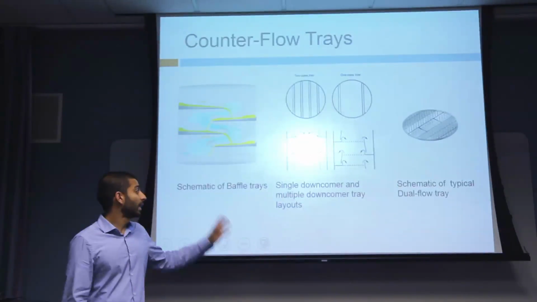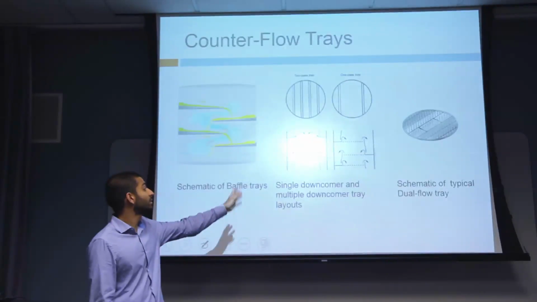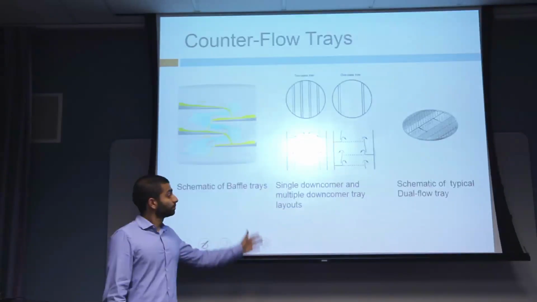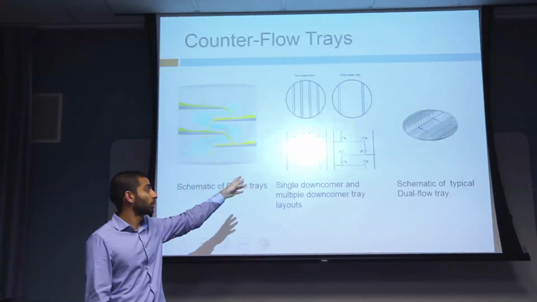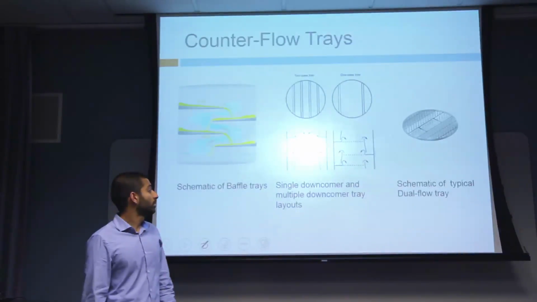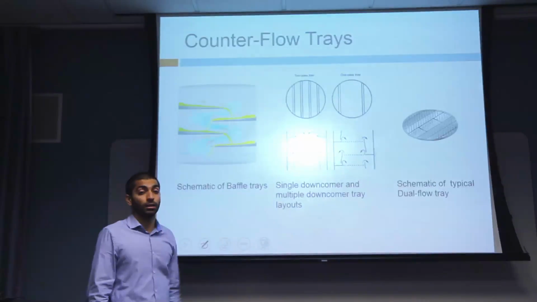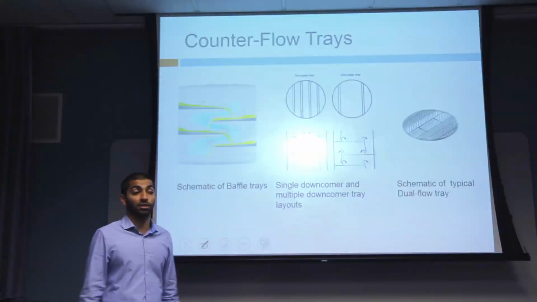In the middle, you see a multiple downcomer tray, and there's a difference between a multiple downcomer and a single downcomer tray. As you can see, in the single downcomer tray, there's only one downcomer per tray, and the liquid falls down sequentially. In contrast, the multiple downcomer might have 2 or 3 downcomers on one tray. This creates a multiple pass system which increases surface area contact.